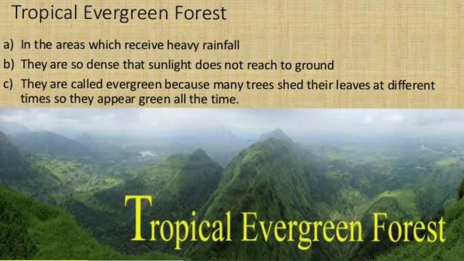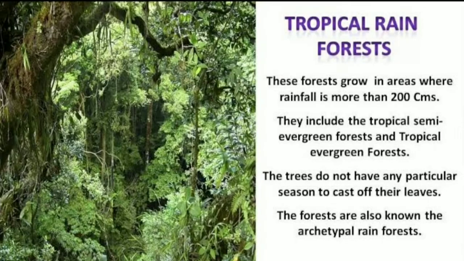In discussing so, we will see first the tropical evergreen forest. From the name itself, it's very obvious that these trees remain green throughout the year, right? That is the reason they are called the evergreen forest. These forests are also called the tropical rainforest. Why are they called the tropical rainforest? Because these forests are located near the tropics.